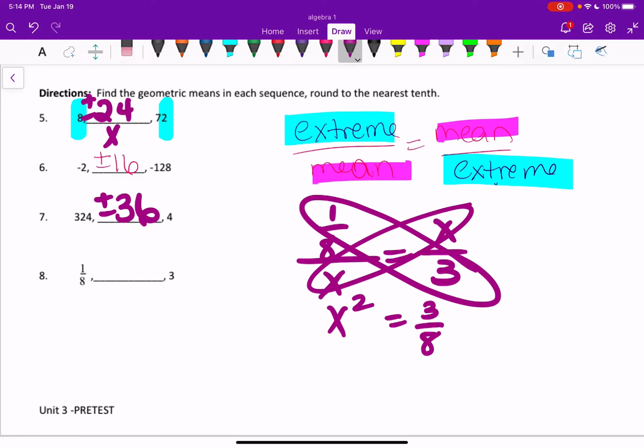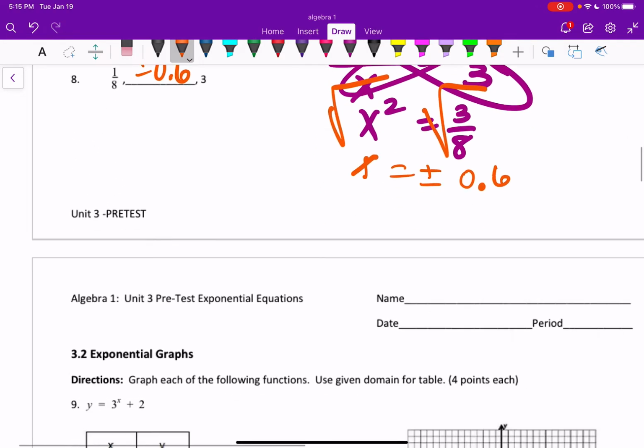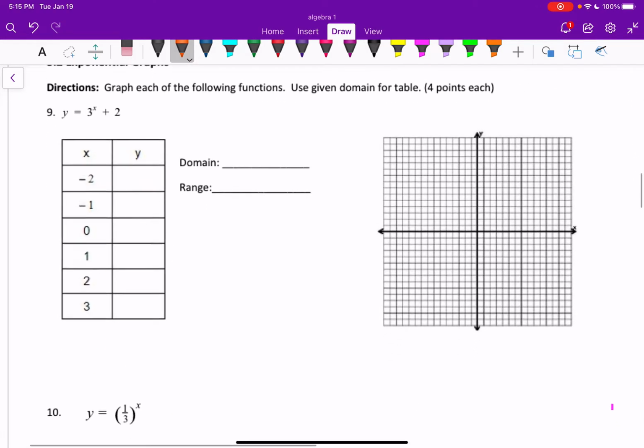Now, in this instance, I said round to the nearest tenth. So you could use a decimal here, which we're going to do. So I'm going to take the square root of 3/8. So I'm going to square root both sides. And that's going to give me x will equal plus or minus 0.6, because that's rounded to the nearest tenth. Okay, so that's 3.1. Okay, the next one is graphing.